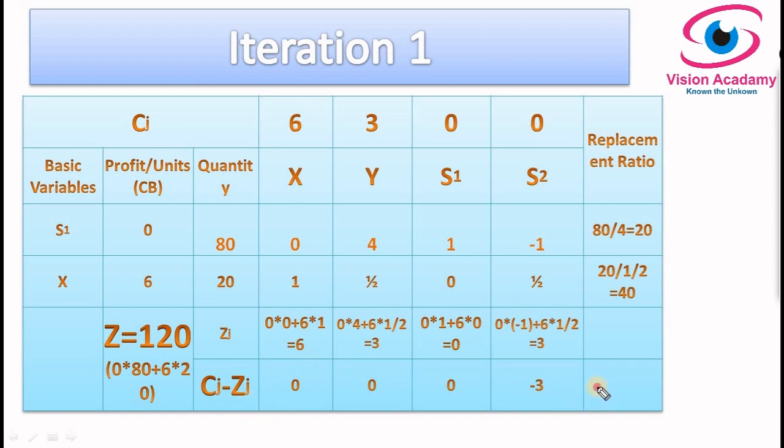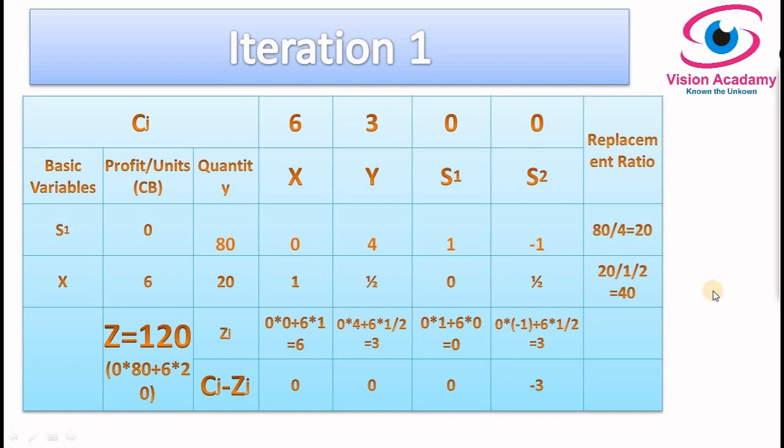We will check optimality in the cj minus zj. As you know, to check the optimality condition, all cj minus zj values must be less than or equal to 0. Since all values are less than or equal to 0, we can consider this the optimality condition. But one thing is clear, in the basic variables there should not be a slack variable. So here s1 is a slack variable.